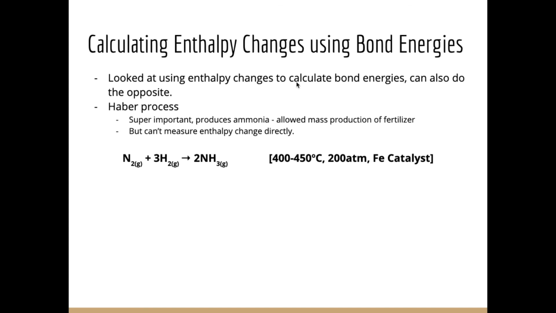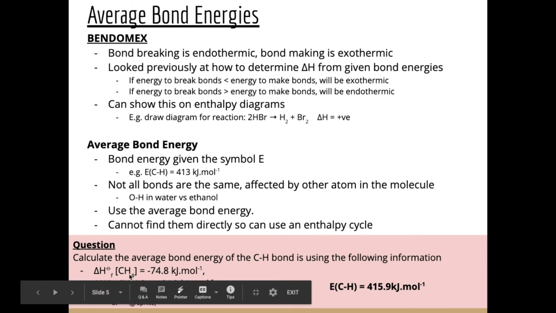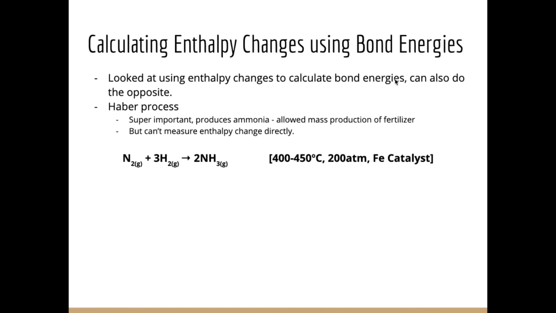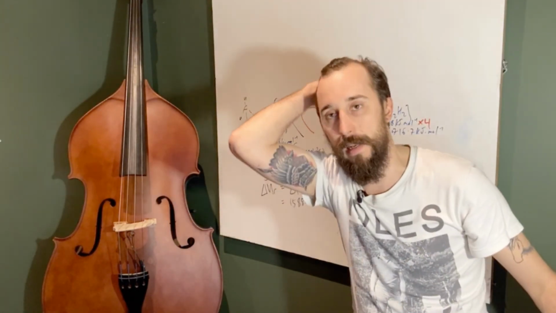All right, big lesson today. The last thing we've got to do. So this is using the delta H's to get the bond energies. You can do it the other way around. You can get the delta H's using the bond energies. So we looked at using enthalpy changes to calculate bond energies, we can also do the opposite. We're going to do an example of the Haber process. The Haber process is a very important chemical reaction that you're going to come across a lot.